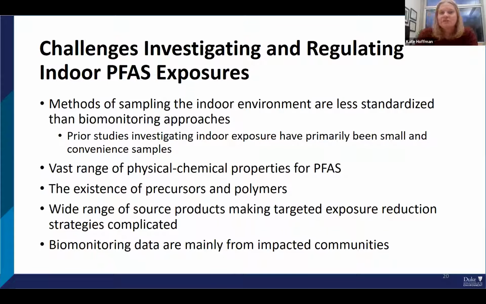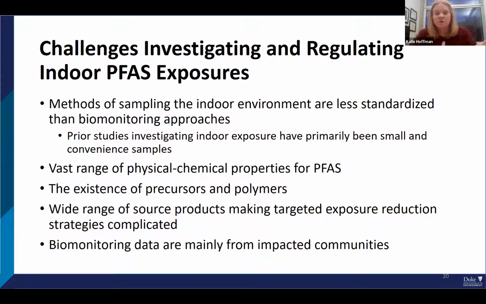Okay, now I'm going to talk about some challenges in investigating and regulating indoor PFAS exposure. And I think Tom touched on some of these as well. One is that sampling the indoor environment is much less standardized than biomonitoring approaches. So we can agree on how to collect a blood sample, I think. But when it comes to how to collect a vacuum cleaner sample, it's like all bets are off. Do you collect someone's vacuum cleaner dust bag, or do you vacuum it yourself? Do you vacuum the living room? Do you vacuum the bedroom? Where do you vacuum? How big a spot do you vacuum? And so there are a lot of challenges with that.